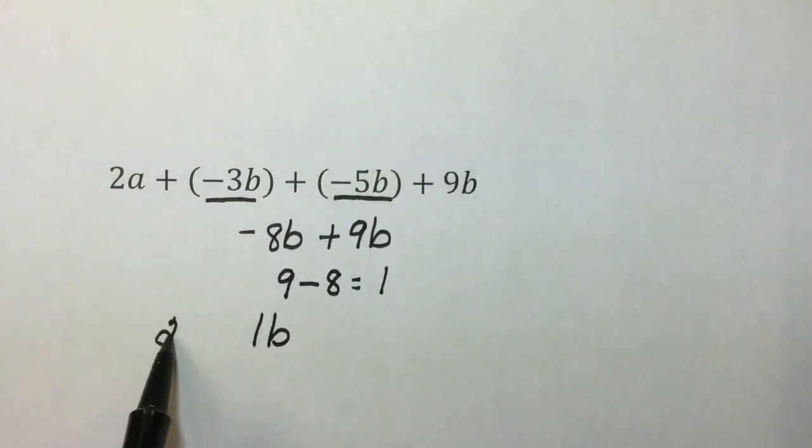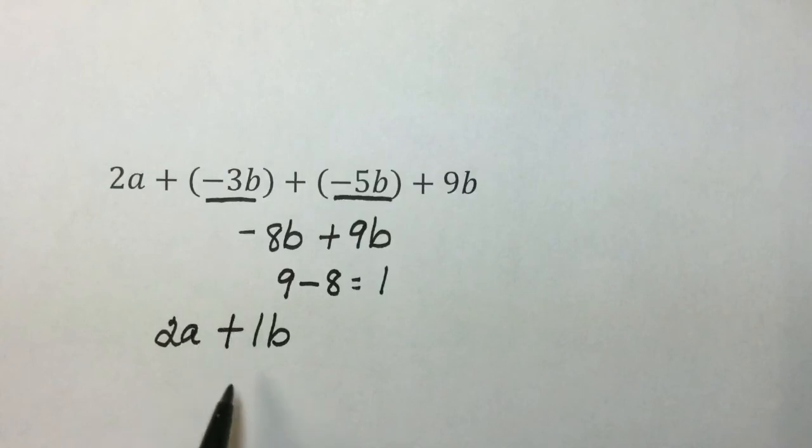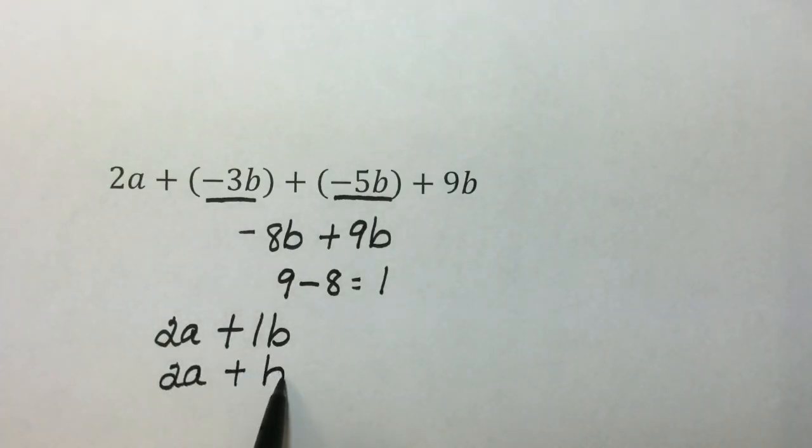Can't forget that we had the 2a as well. And because of the common 1 implied, the preferred answer would be 2a plus b.